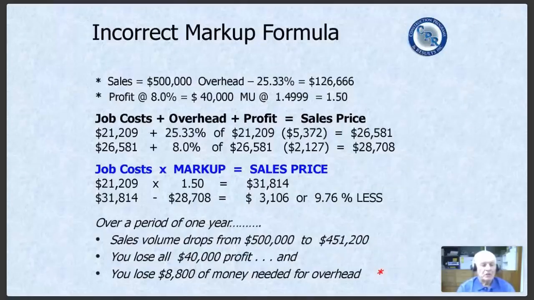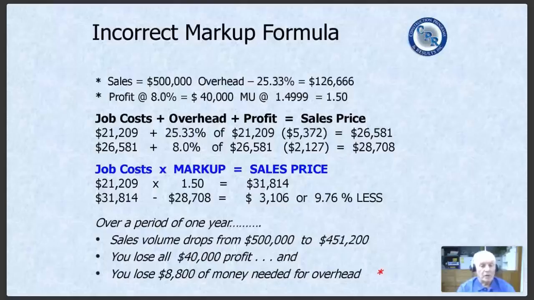That means if you drop your total sales for the year 9.76%, that means you're now selling $451,200 instead of $500,000, which means you lose all of your $40,000 profit we've got listed right up here, and $8,800 of the money you needed for overhead.